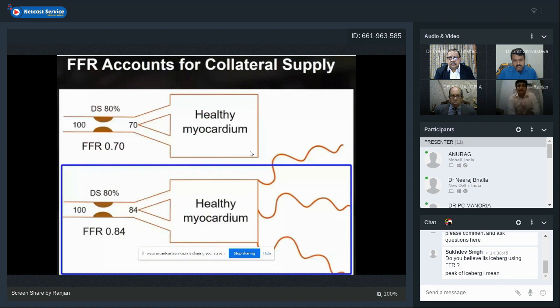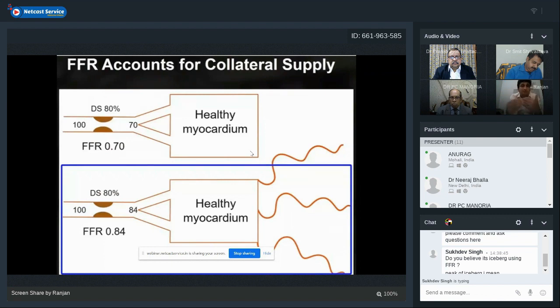Whenever there's a collateral, it's also useful to see whether the collateral supply is helping this myocardium. Now here, imagine this is LAD. We are not talking about LAD giving collateral to circumflex or RCA. We're talking the other way, where there is a collateral from one more artery through a graft or through a conduit, and you realize that the FFR actually is higher because of the collateral supply.